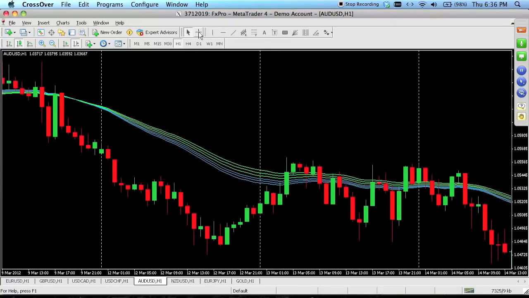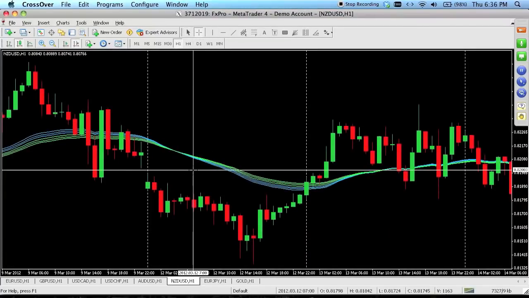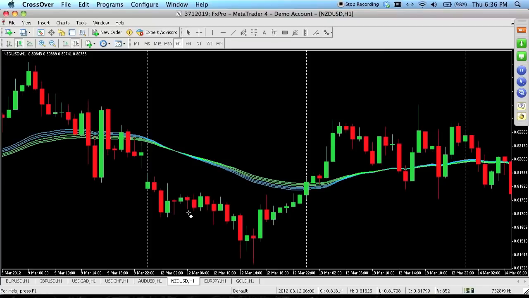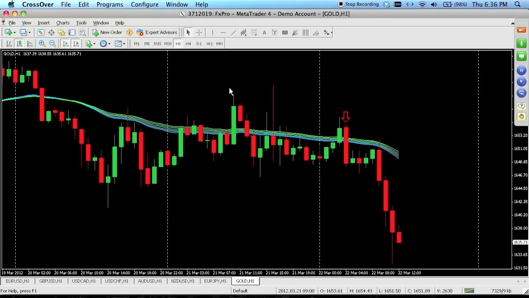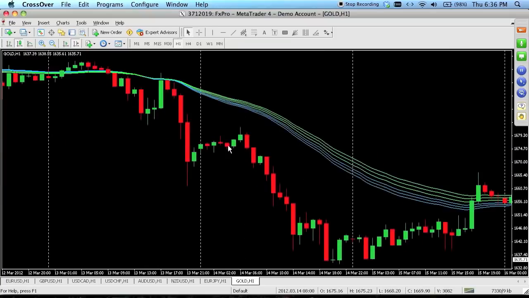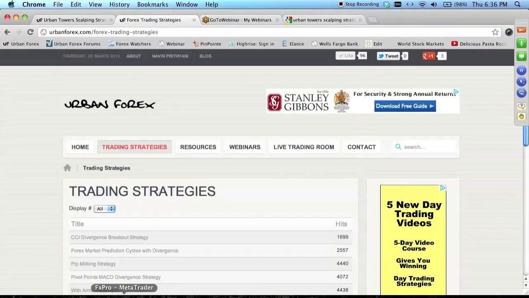Aussie dollar, 7. We're going to sell. A decent drop. New Zealand dollar, 7. We're going to sell. Decent drop. Euro yen, we already know. Gold, 7 on the 12th. At 7, we sell. Minor drop. So, putting this all together, would you have made 300 pips off of this one?